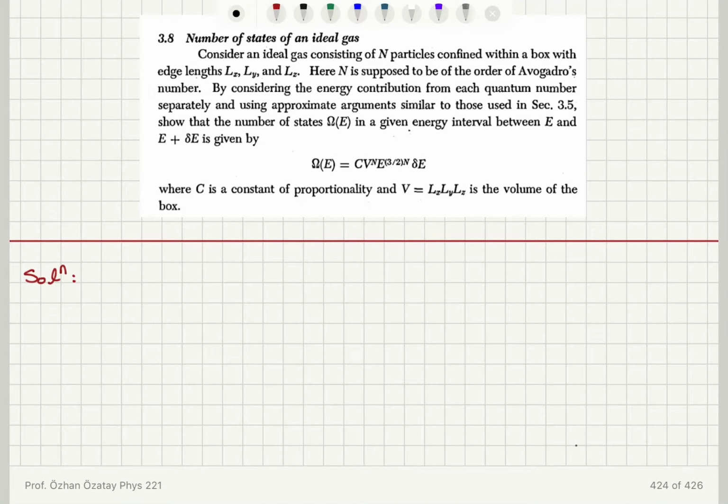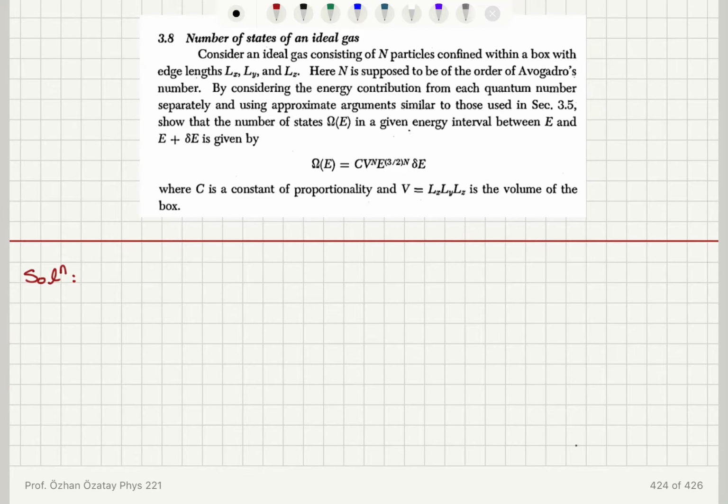Number of states in an ideal gas. Consider an ideal gas consisting of capital N particles confined within a box with edge lengths Lx, Ly, and Lz. Here N is supposed to be of the order of Avogadro's number.